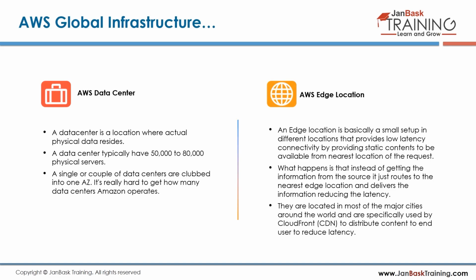So an edge location is just a mini version of a data center. It's not a full-scale data center with 50,000 or 80,000 servers or maybe 100,000 servers. It has maybe 4,000, 5,000 servers. So they got that mini, still they have 4,000, 5,000 servers. 5,000 servers is still more than really big enterprises out there.